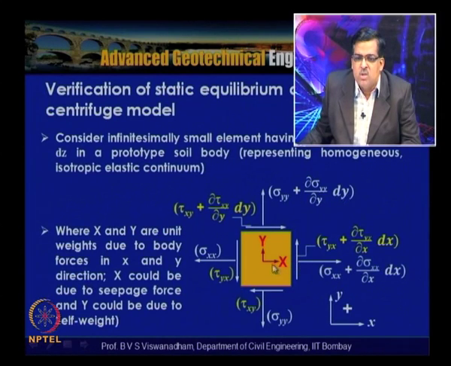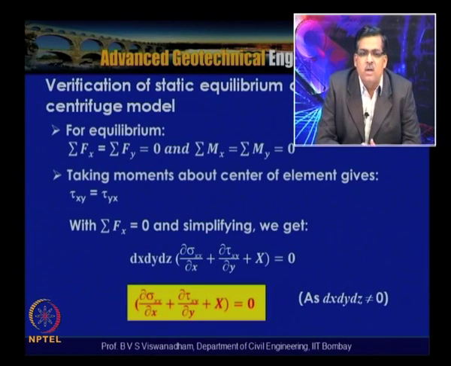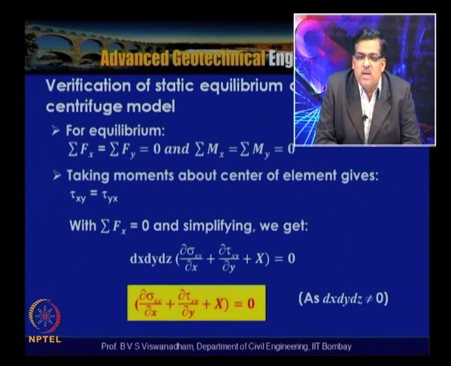Now we have shear stresses, the conjugate shear stresses: here tau yx plus dou tau yx by dou x into dx, and tau yx, and here tau xy plus dou tau xy by dou y into dy, and tau xy. When we consider the force equilibrium, like Fx, Fy and Mx, when you take moments about the center, you will get tau xy equal to tau yx. For equilibrium of the element, because it is two dimensional, we have to ensure sigma Fx equal to 0, sigma Fy equal to 0, and sigma M equal to 0. Taking moments at the center of the element, we get tau xy equal to tau yx.